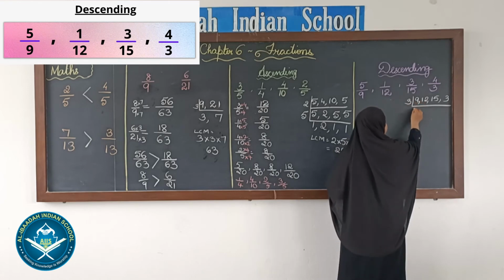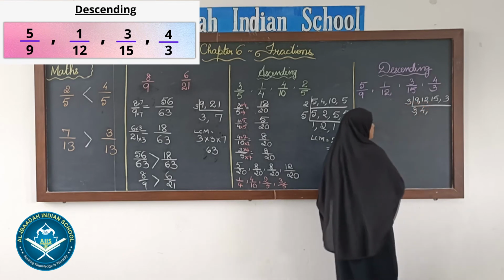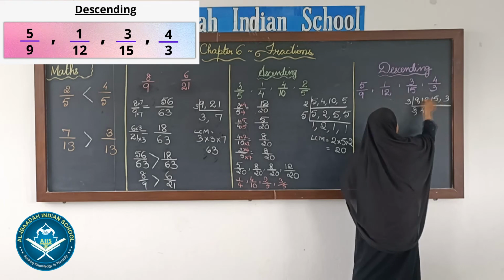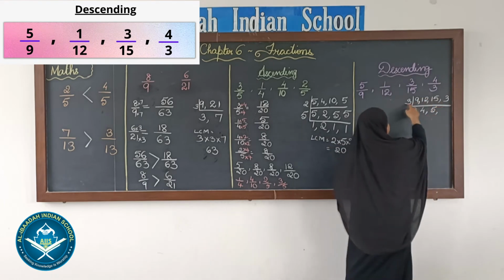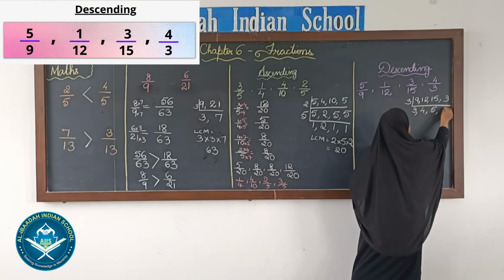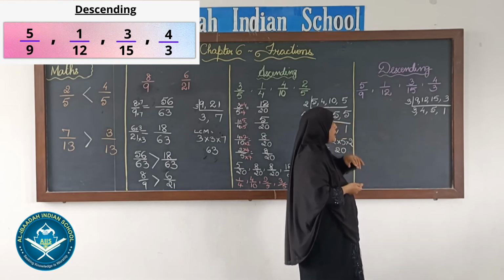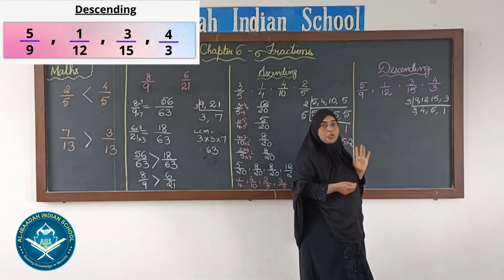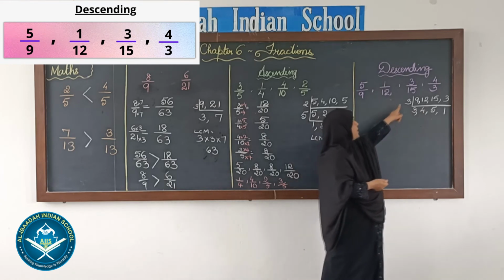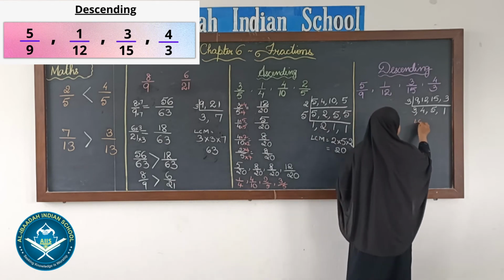9 when we divide with 3 we will get 3 as the answer. 3 3s are 9. 12 when we divide with 3, we will get 4 as the answer. 4 3s are 12. 15 when we divide with 3 we will get 5 as the answer. And then when we divide 3 with 3 we will get 1 as the answer. Now if you see, we don't have any common number that will divide these numbers. Okay, there is no common number.